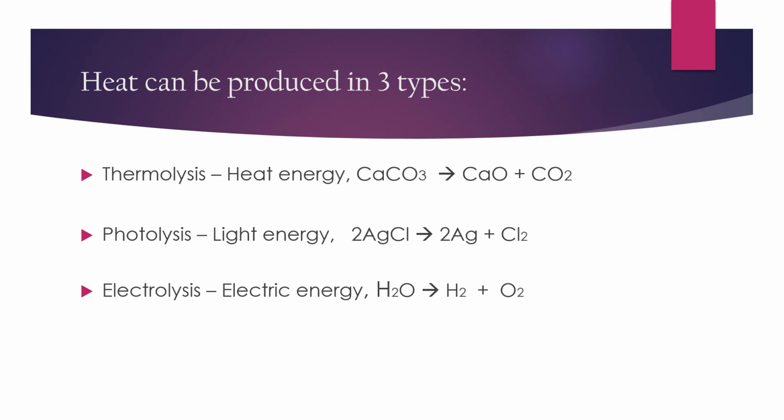I know there are many questions arising in your mind. In the previous slide we learned that the reactions where heat is supplied will be known as endothermic. But here it is written that heat can be produced in three types. In the question it will be mentioned what you have to write, endothermic or thermolysis. If it is told that on the basis of heat, state the type of reaction taking place, then you have to write thermolysis, that is heat energy will be supplied.